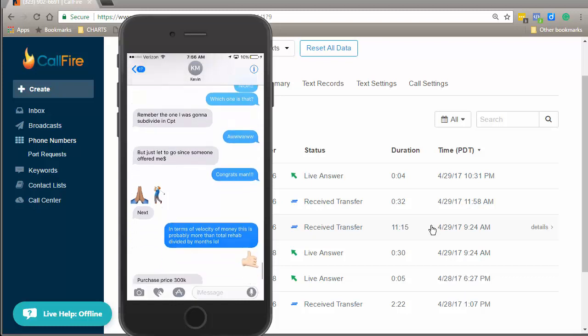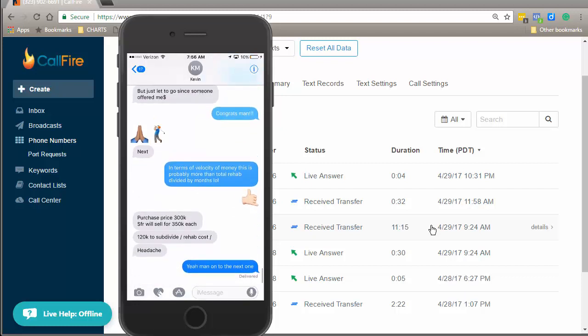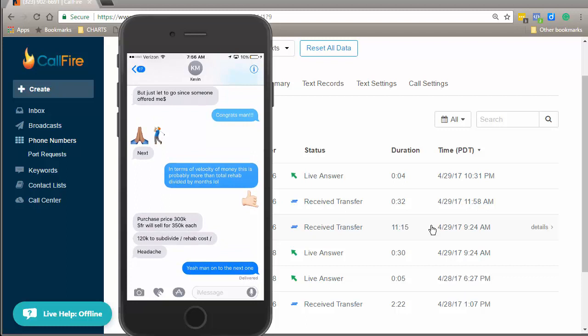He says, next. And I said, in terms of velocity money, this is probably more than the total rehab divided by the months, which is true because it was only like a month ago and he only probably put in a couple of hours and he got 20,000 from it. And it says, purchase price 300K, SFR will sell 350K each, 100K to divide. Rehab, headache, yeah, man, on to the next one.